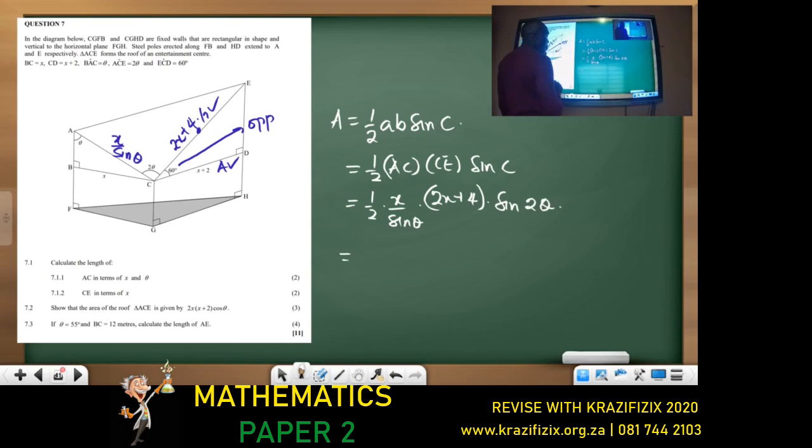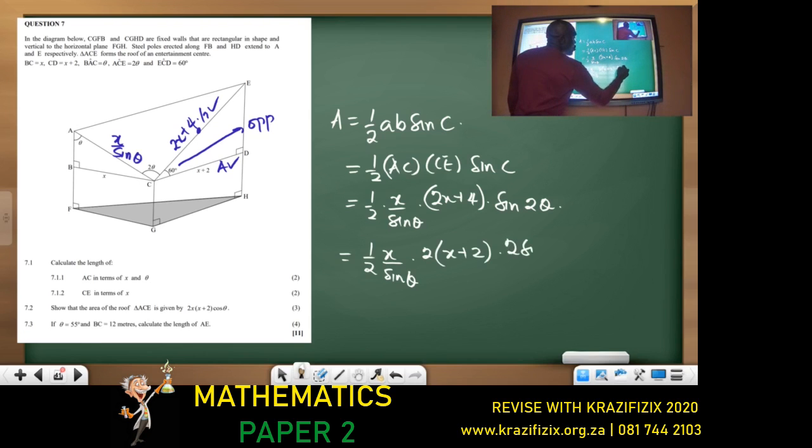All right, let's see. We need to get rid of that sine 2 theta. Okay, let's check something here. There's no more half. It's 2x. We need to play around now. All right, half x over sine theta multiplied by 2 into bracket x plus 2. Already I have my x plus 2 there. Okay. Multiplied by 2 sine theta cos theta. Awesome. I see my answers.